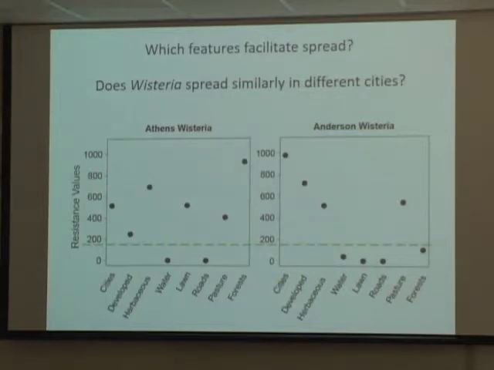I can do the same thing for wisteria. I can ask which features facilitate spread, and in Athens, it's water and roads. And in Anderson, it's water, lawn, and roads, and forests. And then ask, does wisteria spread similarly in different cities? And again, there are some big differences. So developed area has a higher resistance, which means it inhibits spread in Anderson. Lawn facilitates spread in Anderson, and forests facilitate spread in Anderson, but not in Athens.